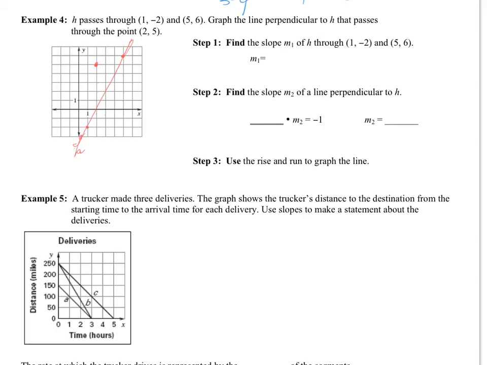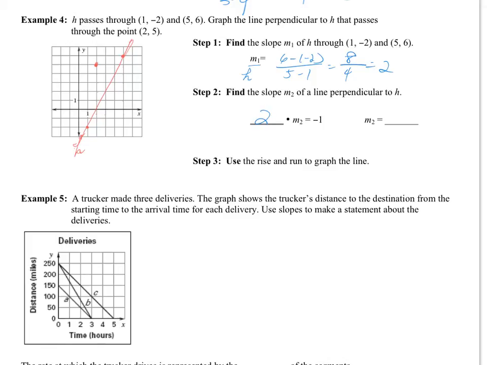Okay, example 4. Line H passes through the points (1, -2) and (5, 6). Graph the line perpendicular to line H that passes through the point (2, 5). For the first step, you have to find the slope m1 of H through (1, -2) and (5, 6). So that would be taking 6 minus negative 2 over 5 minus 1, 8 over 4, and that would be 2. So the slope of line H is 2.